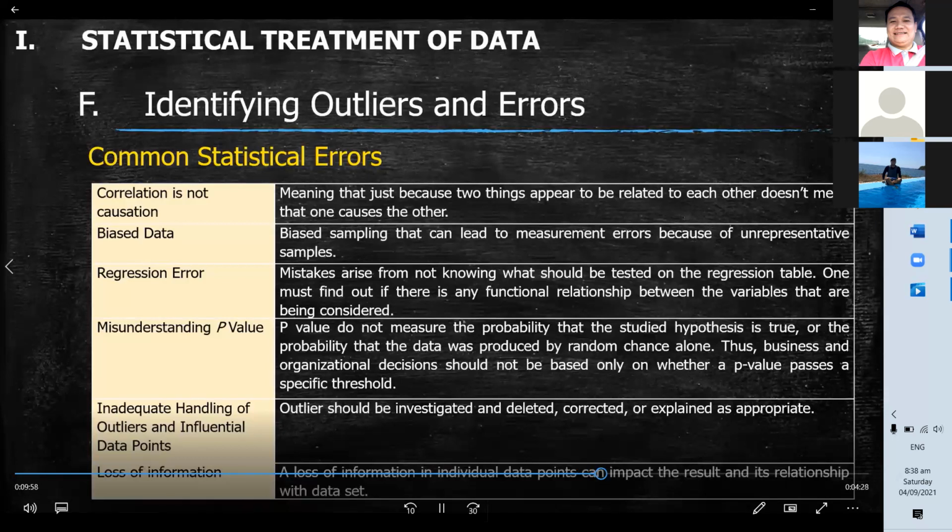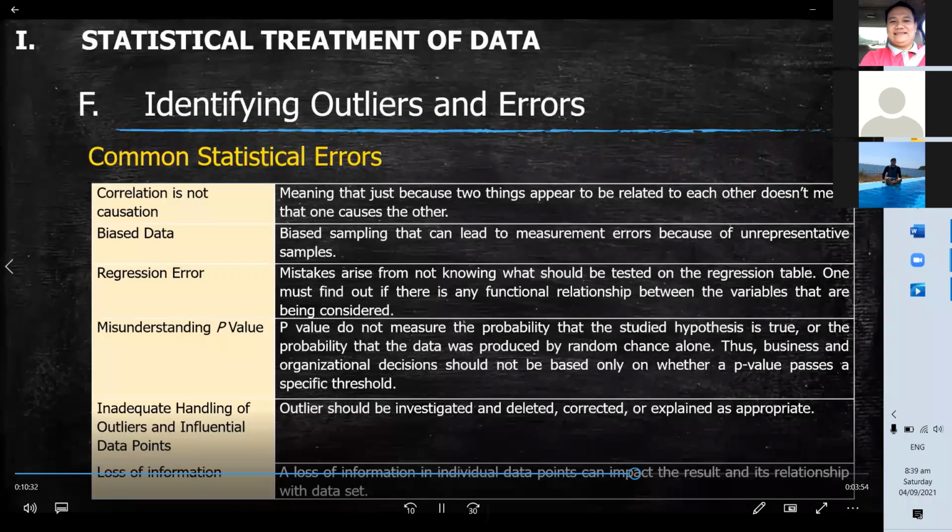Misunderstanding the p-value. P-values do not measure the probability that the studied hypothesis is true or the probability that the data was produced by random chance alone. Thus, business and organizational decisions should not be based only on whether a p-value passes a specific threshold. Inadequate handling of outliers and influential data points. Outliers should be investigated and deleted, corrected, or explained as appropriate.